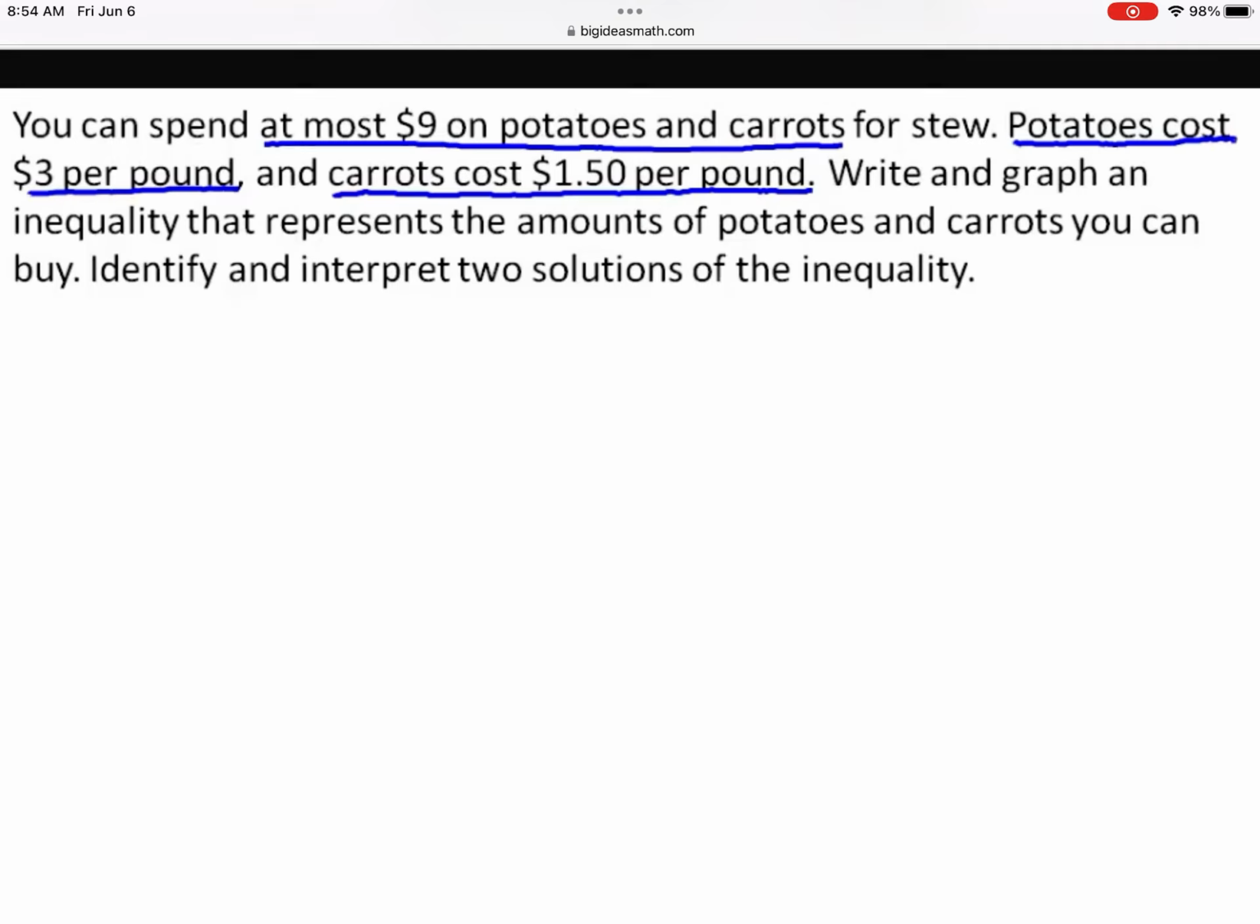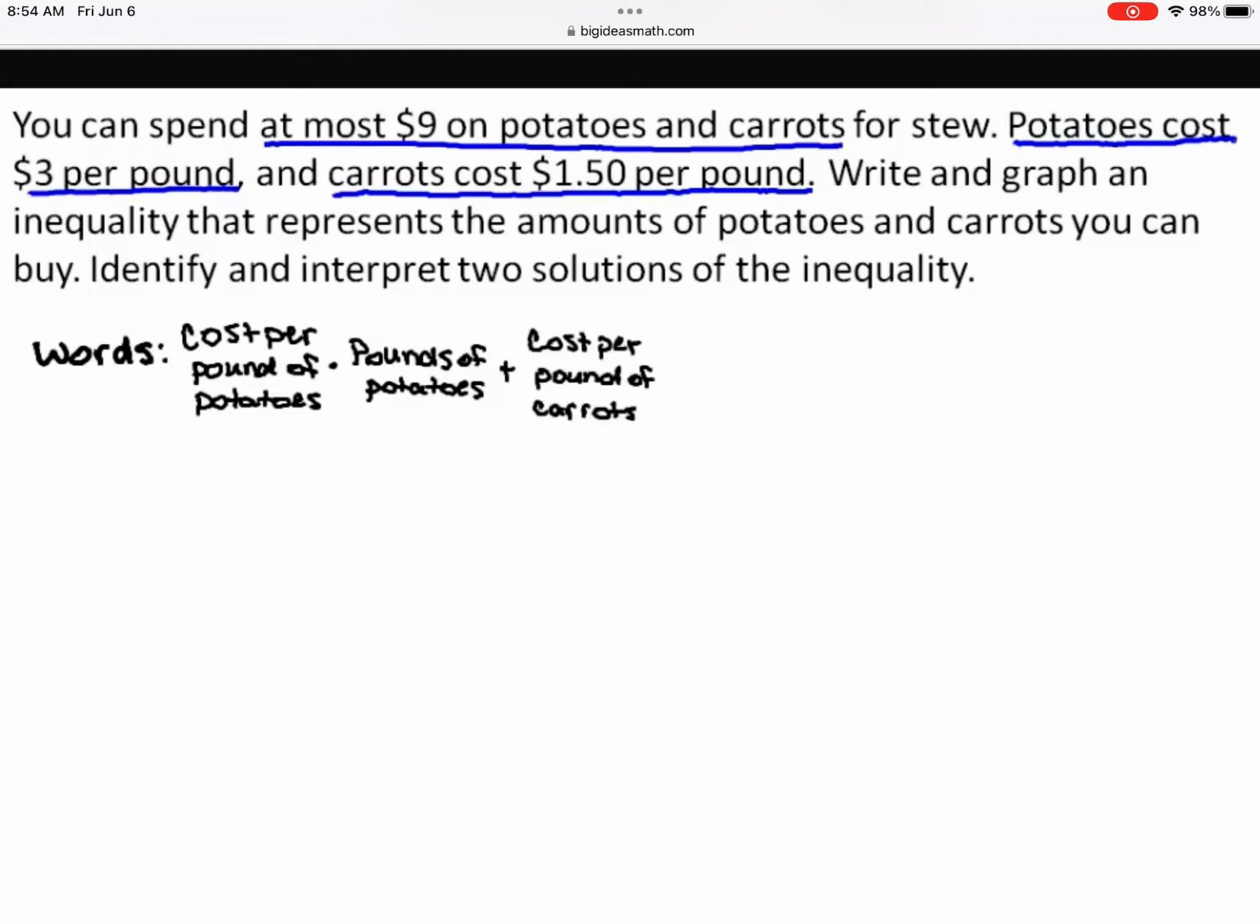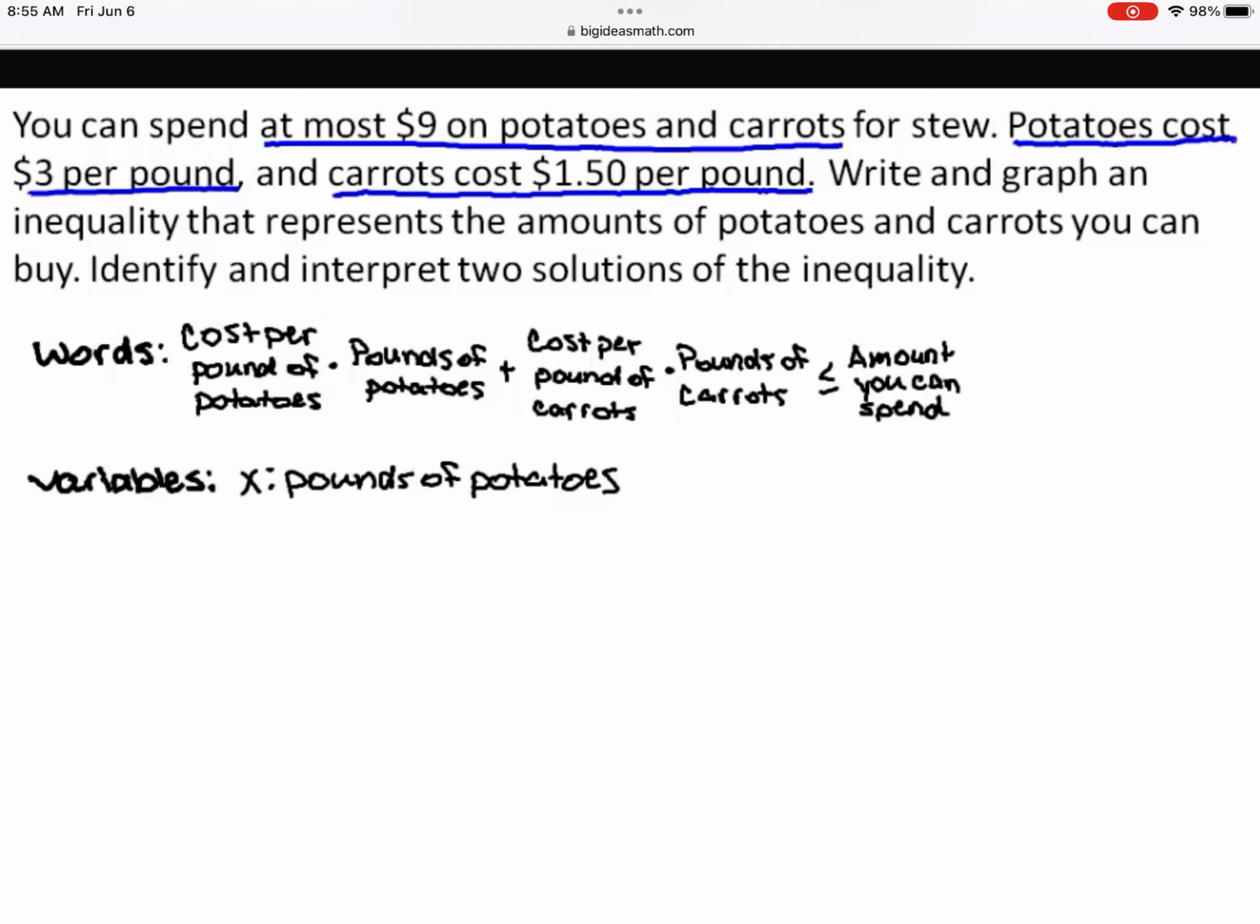Use a verbal model to write an equation that represents the problem. In words, the cost per pound of potatoes times the number of pounds of potatoes plus the cost per pound of carrots times the number of pounds of carrots must be less than or equal to the amount you can spend. Now you need to assign variables. Let x be the number of pounds of potatoes and let y be the number of pounds of carrots.